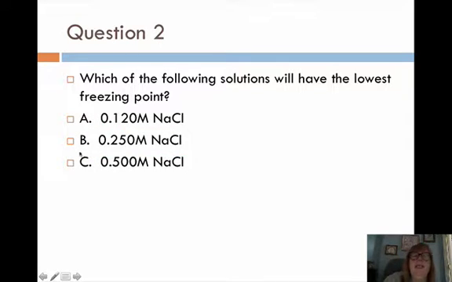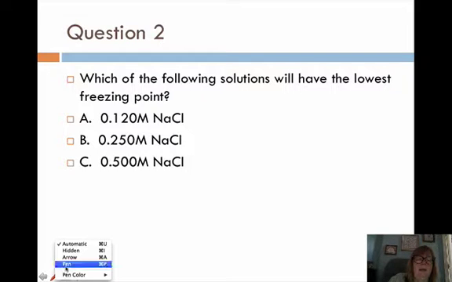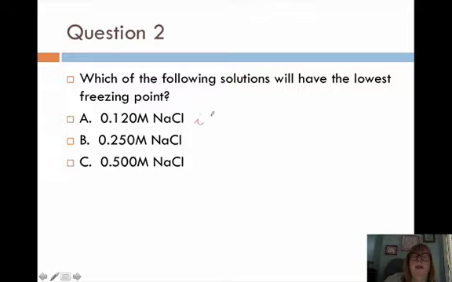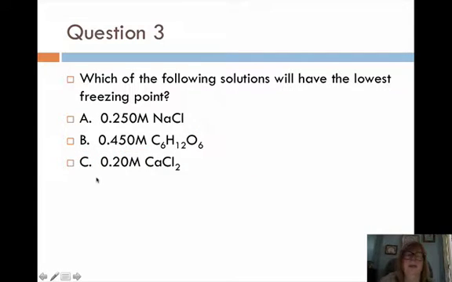But then we could say, well, let's have i be the same. So sodium chloride will separate into 2 particles. So that's all the same, but what's different here is we have different concentrations. The lowest freezing point would go to the one that has the highest concentration, because you would have the most particles in that.